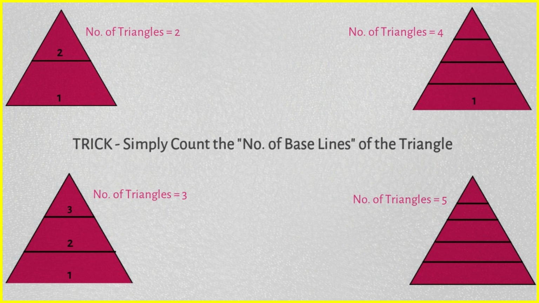Similarly, one baseline of the biggest triangle and 3 baselines inside the triangle. So here are 4 triangles in this figure. And lastly, in figure 4, there is one baseline of the biggest triangle plus 4 more baselines inside that triangle. So here, the total number of triangles inside this figure is 5. Well, this was the easiest type of count the number of triangles problem. Now let's look at a little more complicated one.